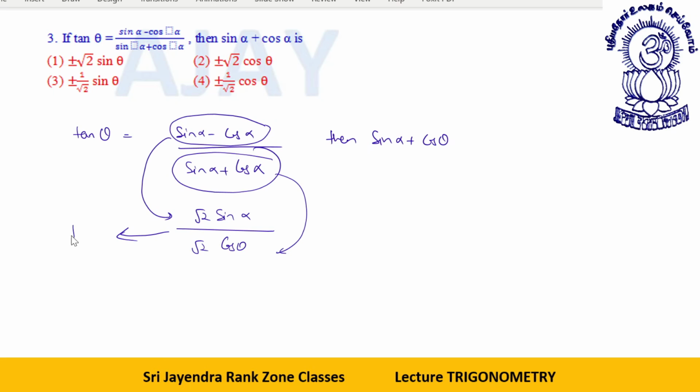This becomes tan theta, so I don't need to solve the question. Actually, this is satisfied. So sine alpha plus cos alpha is root 2 cos theta, or cos alpha, whichever way you like. So this is your answer, plus minus root 2 cos theta. This is actually alpha. Here it should be alpha, everywhere it should be alpha.